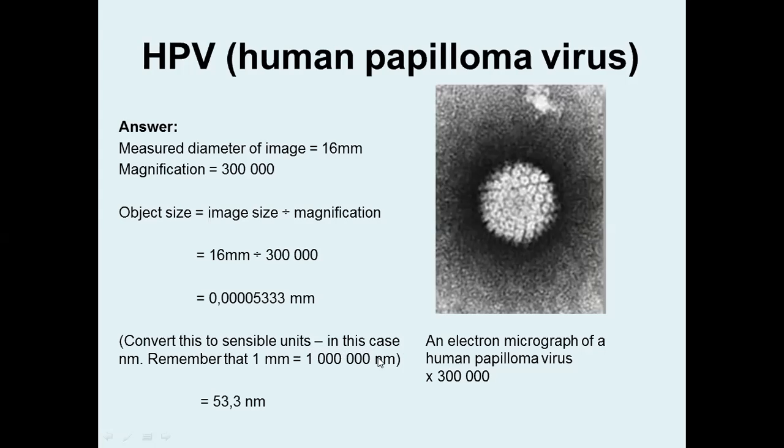And in this case, a sensible unit would be nanometers. So remember that 1 millimeter equals 1 million nanometers. So you divide that figure by 1 million. And the answer is 53.3 nanometers. Okay, so this would probably be in a test or exam for about 5 or 6 marks.